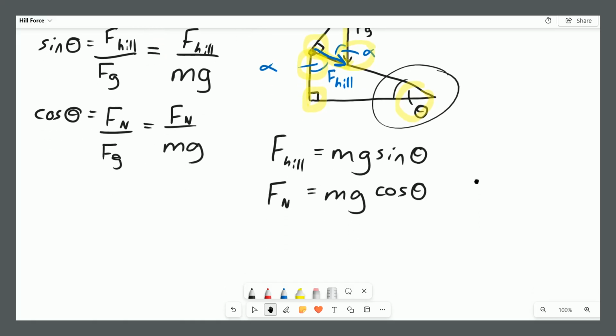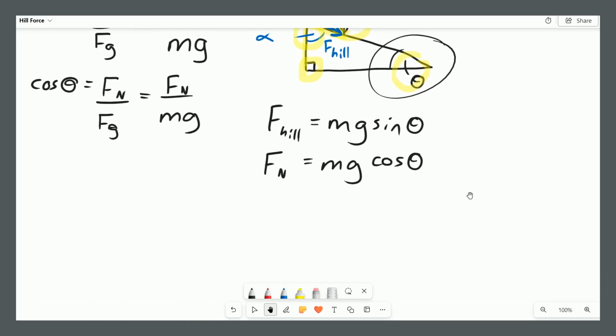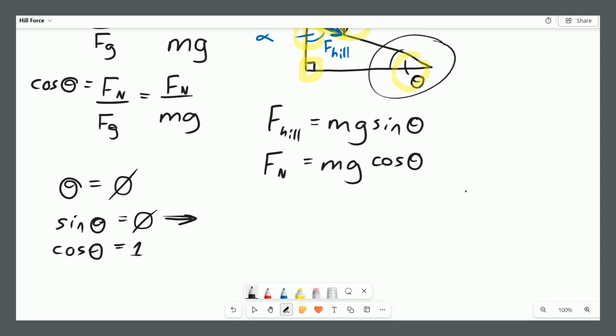And what's interesting when you think of these equations is what happens in the extremes. Imagine theta is equal to 0. Well, that means you have no slope at all. Sine theta is going to be 0, and cos theta is going to be equal to 1. Now, what does that imply? It implies that our Hill force is equal to 0. That makes sense because if you have no angle of inclination, your mass is not going to slide anywhere.